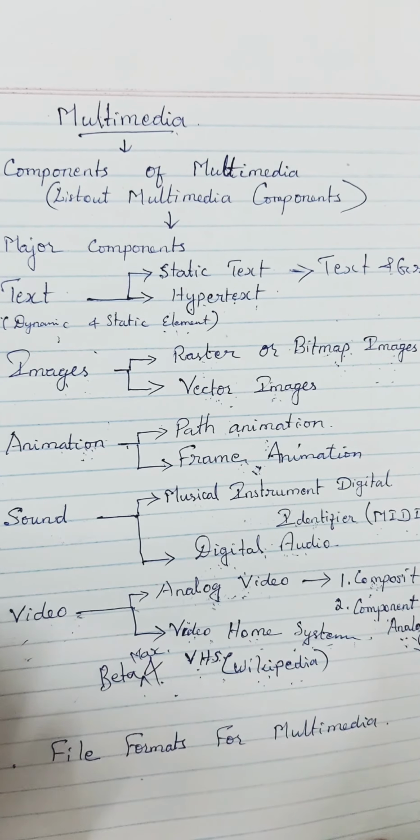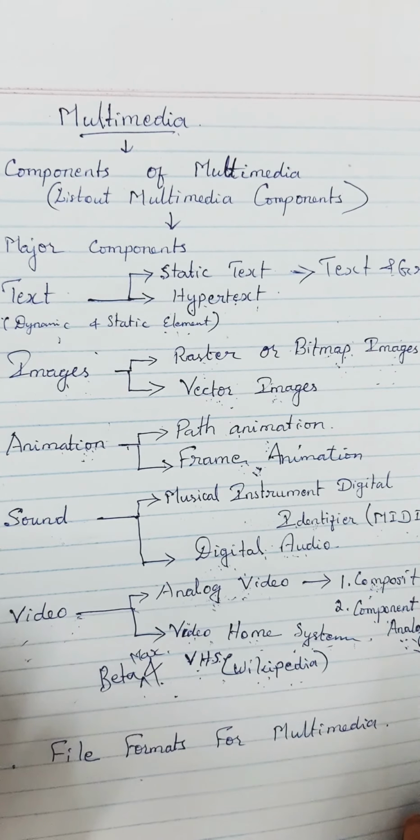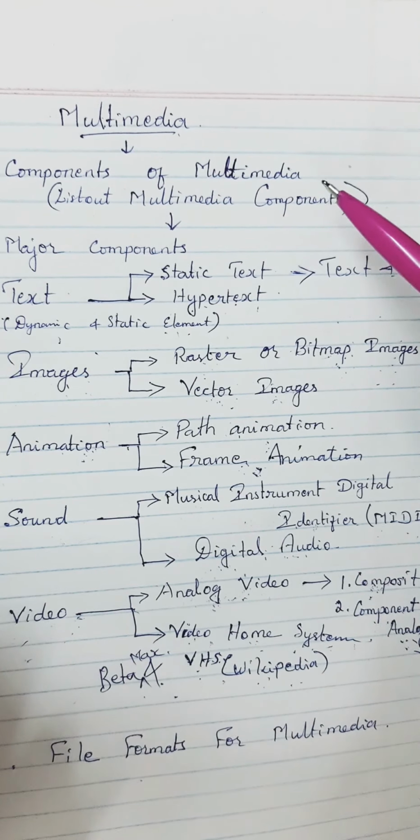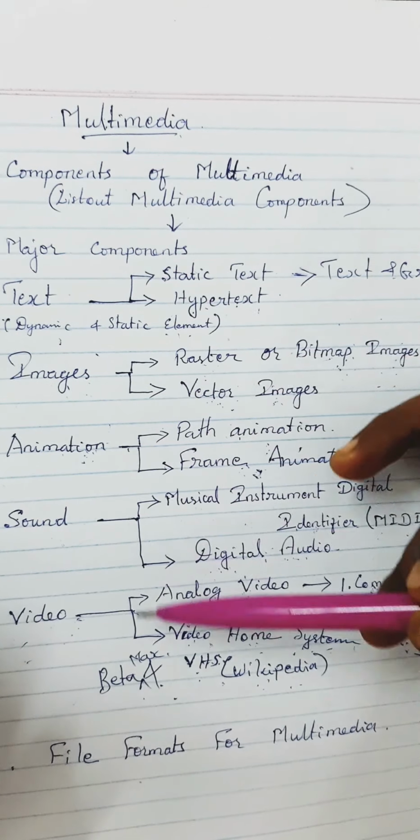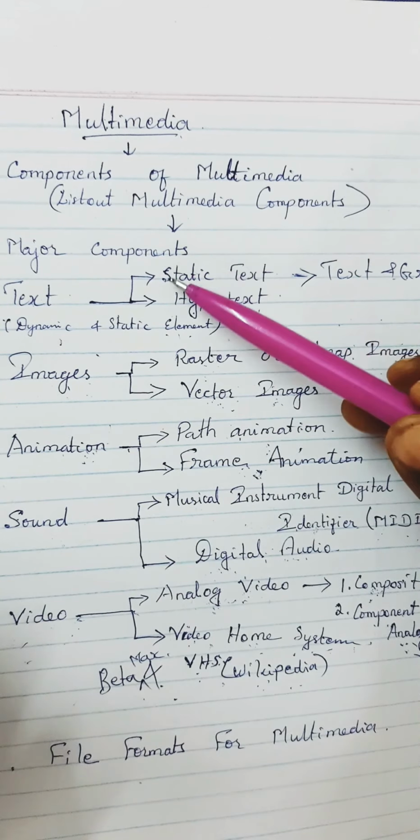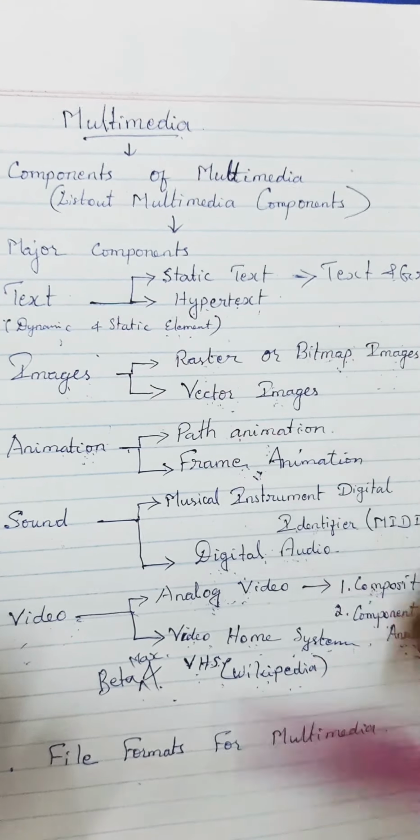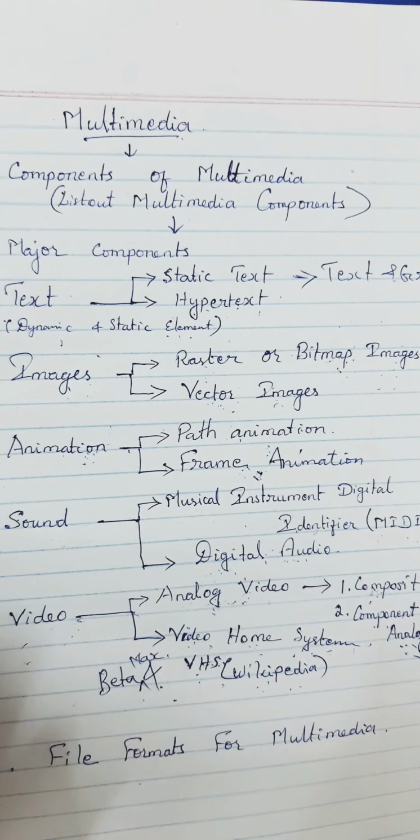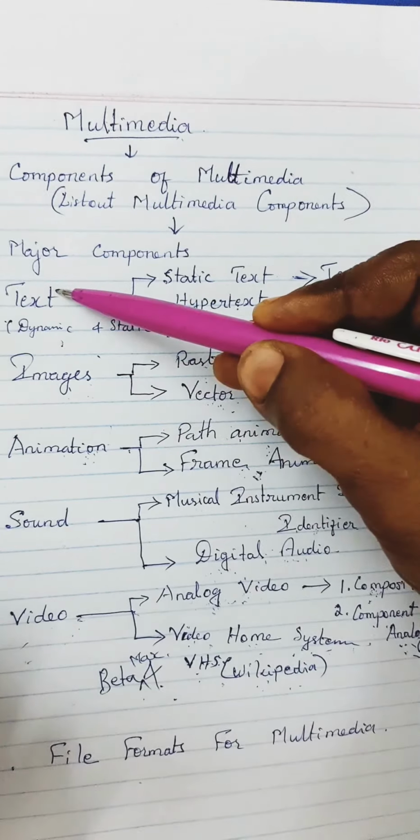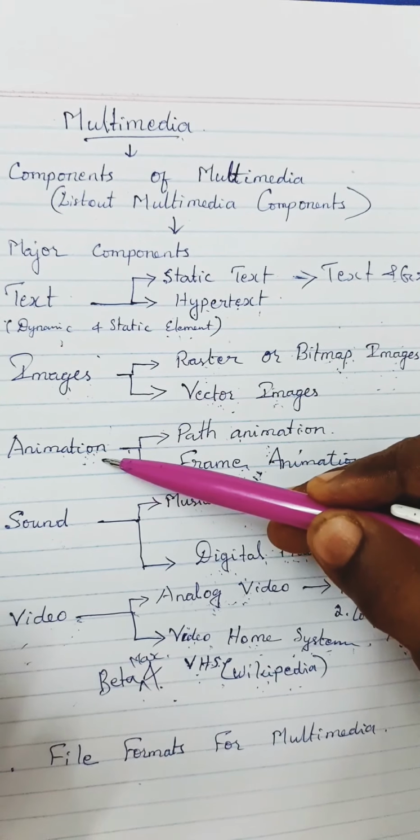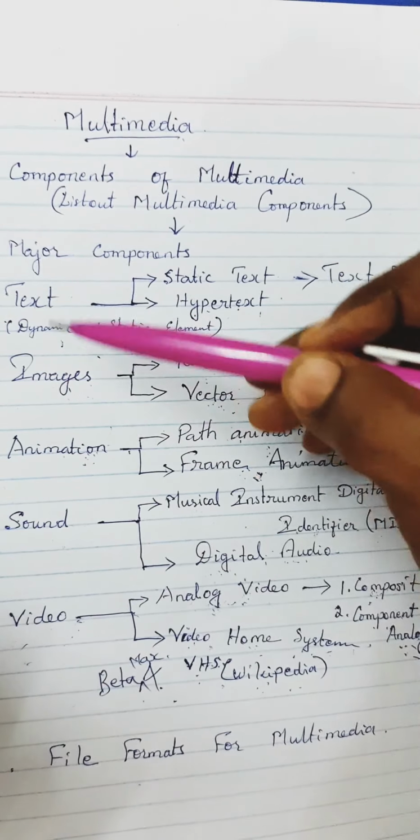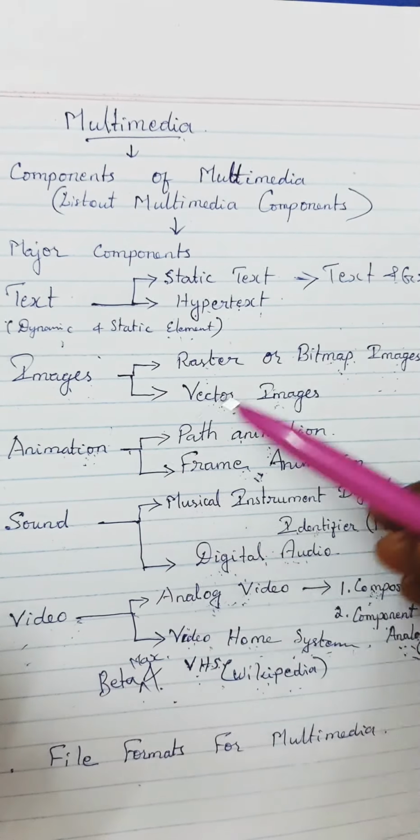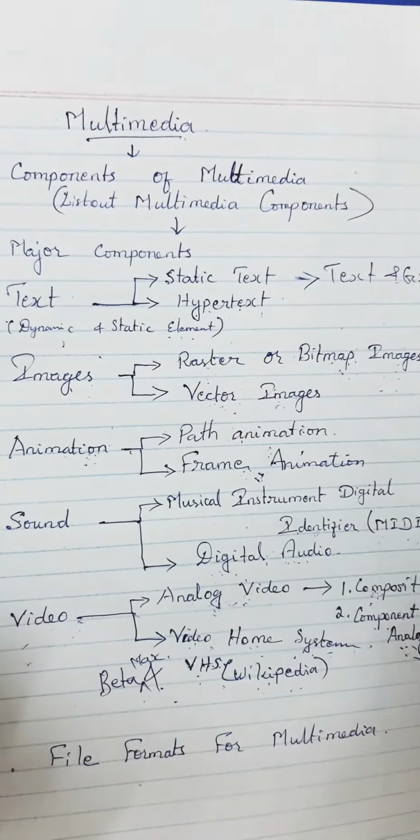What is the definition? Components of multimedia, there are 5 major components that we are going to list out and see one by one. The 5 major components are text, images, animation, sound, video. These are all the components we are going to go through one by one in depth.